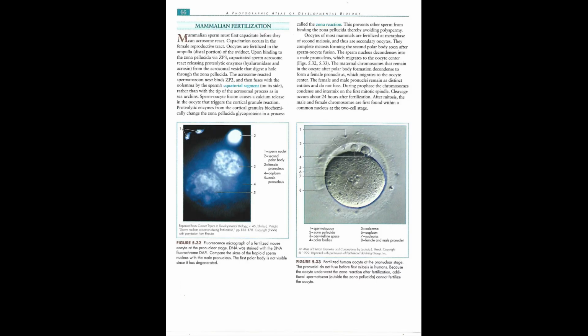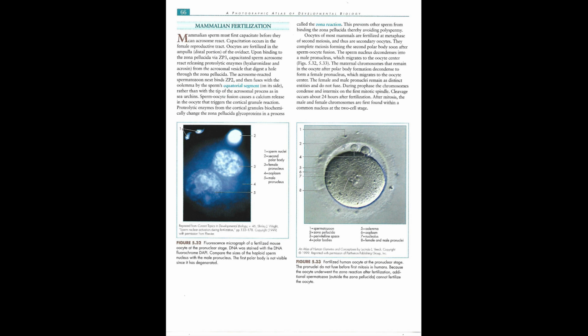Mammalian fertilization. Mammalian sperm must first capacitate before they can acrosome react. Capacitation occurs in the female reproductive tract. Oocytes are fertilized in the ampulla, distal portion, of the oviduct. Upon binding to the zona pellucida via ZP3, capacitated sperm acrosome react, releasing proteolytic enzymes, hyaluronidase and acrosin, from the acrosomal vesicle that digest a hole through the zona pellucida.